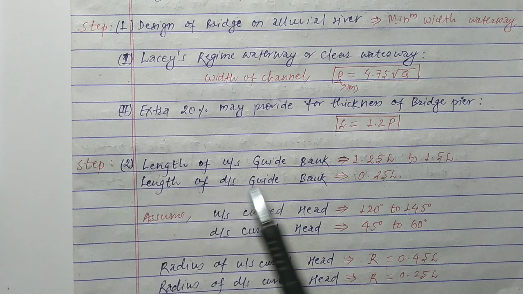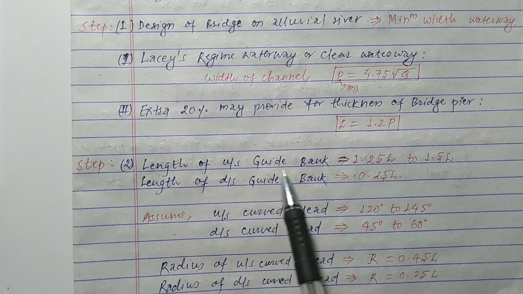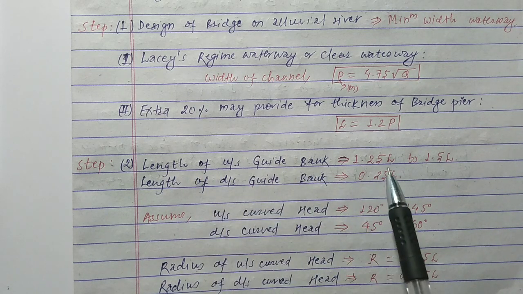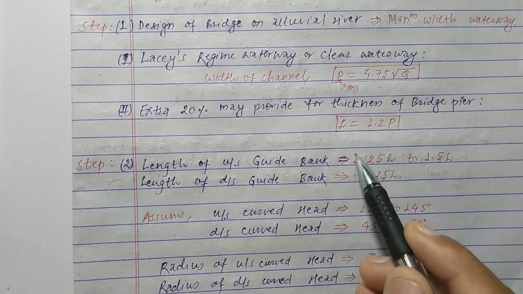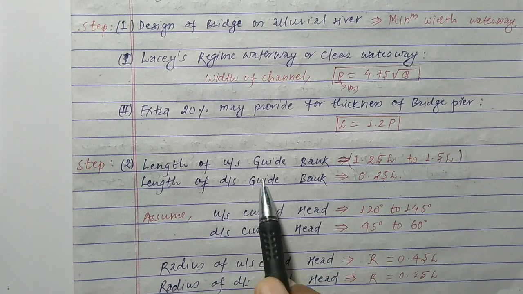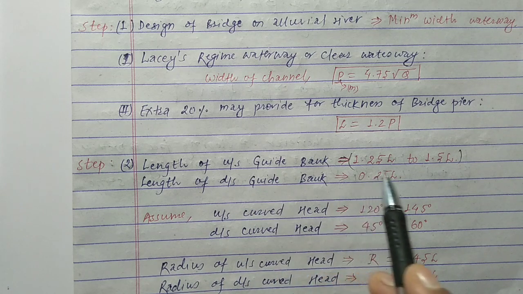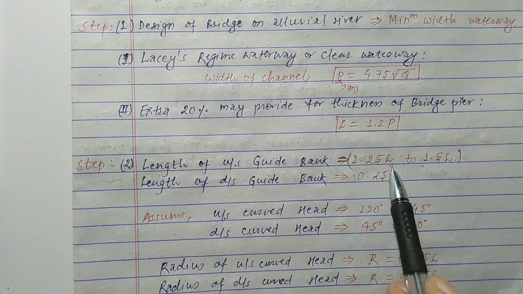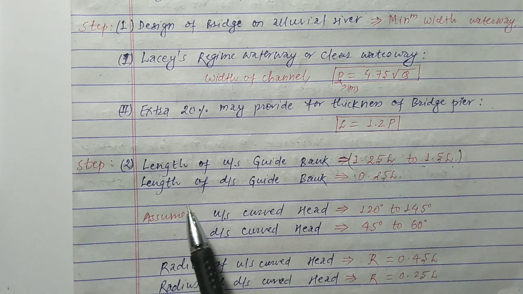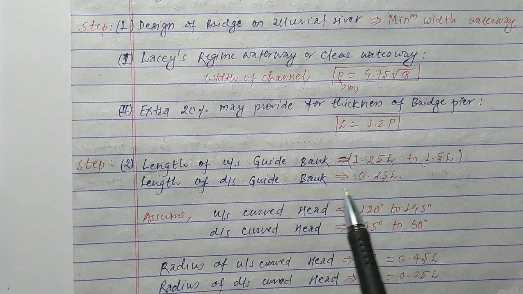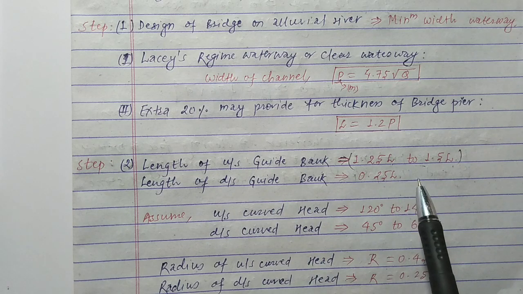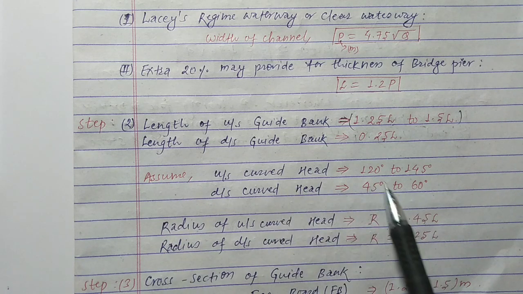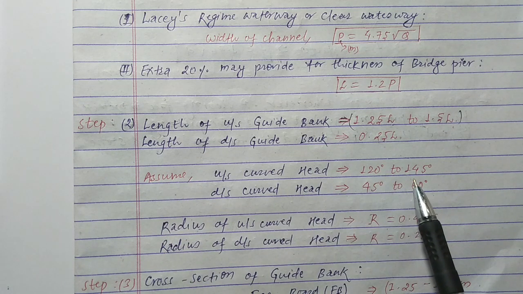In this step we have to determine the length of upstream guide bank, and for this we can simply use the formula 1.25 L to 1.5 L. This is the criterion for the length of the upstream side of guide bank, and you can take a value between these. The length of downstream guide bank equals 0.25 L. And let's assume the upstream curve head equal to 120 degree to 145 degree.